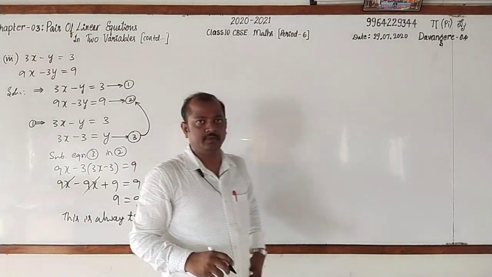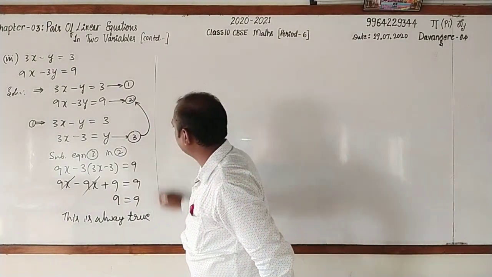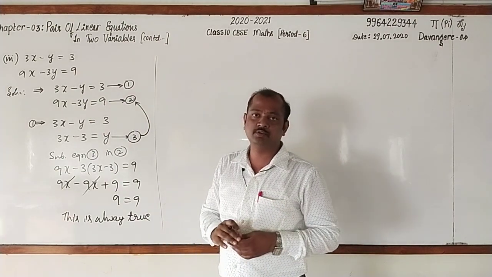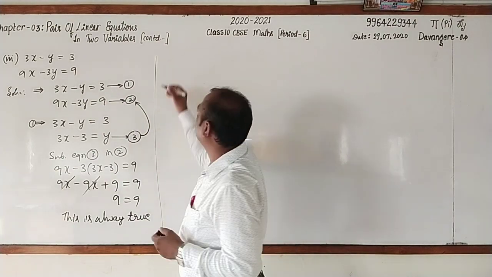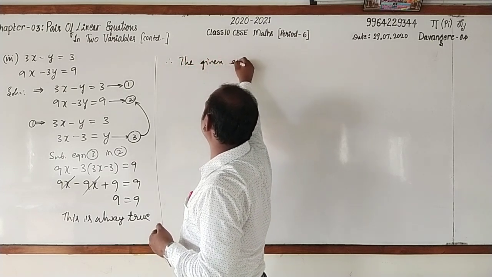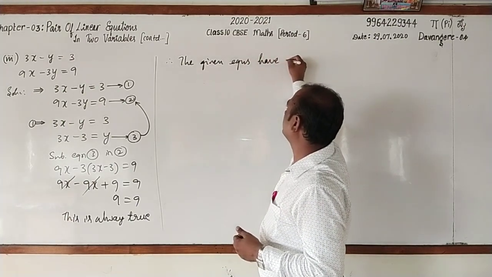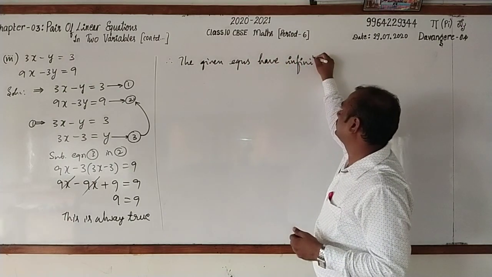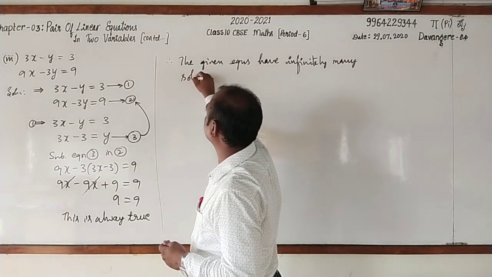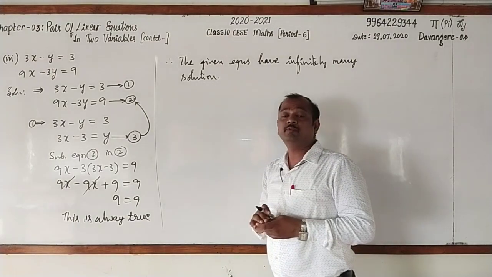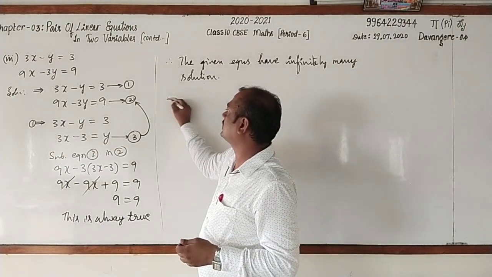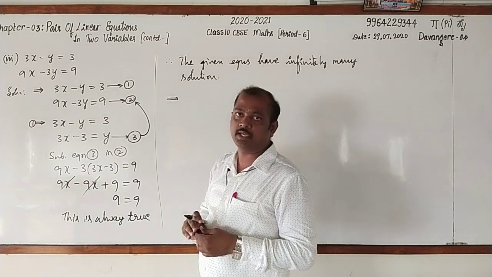Then what does it mean? We can say that the given equations have infinitely many solutions. Got it? Here I'll write. Therefore, the given equations have infinitely many solutions. Then if it has infinitely many solutions, let us go for taking any one. It all depends on how you go for taking the value for x.